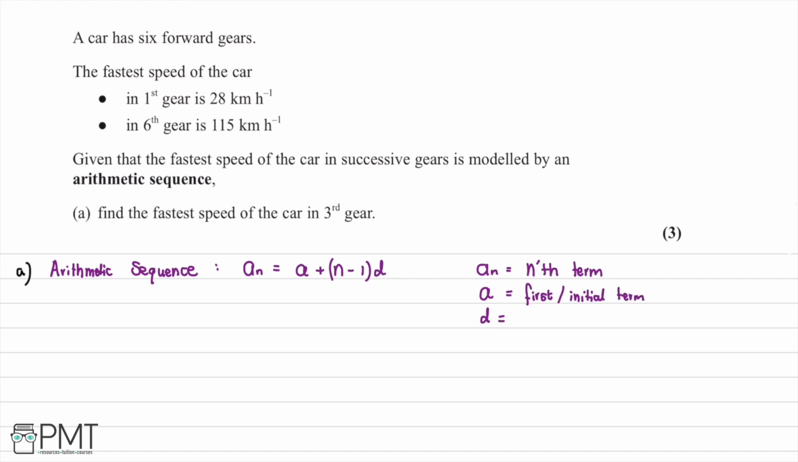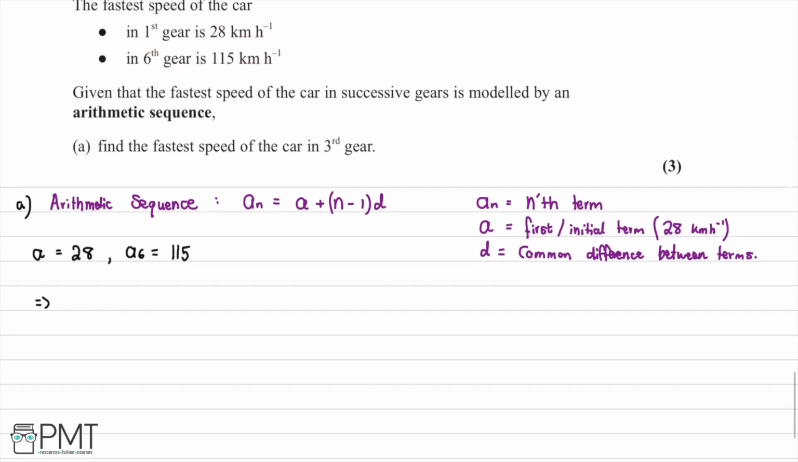So in our case, that's going to be 28 kilometers per hour, as we'll let n equals 1 for that case. And what's d going to be? So d is the common difference between terms. And at this stage, we don't know what d is. So for our situation, we're going to have a equals 28. And then we also know that the sixth term, so a6, is going to be equal to 115. We know this as this is what happens in sixth gear.